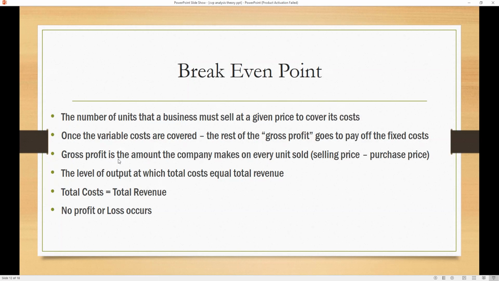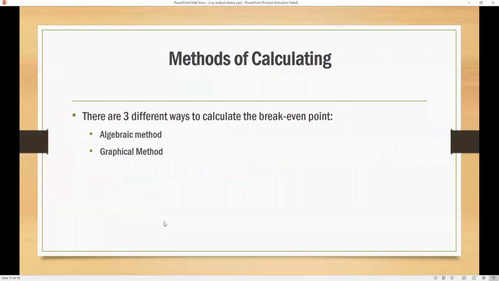Gross profit is the amount the company makes on every unit sold, that is selling price minus your purchase price. So the level of output at which total cost equals total revenue is called your break-even point. Total cost equal to total revenue. So no profit, no loss.